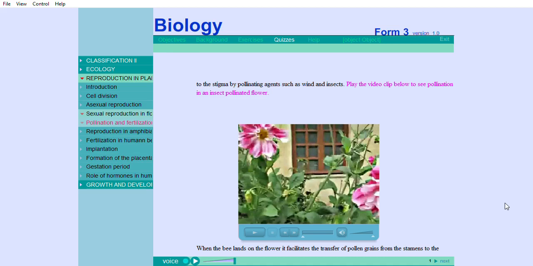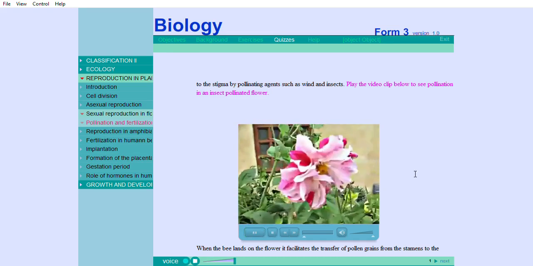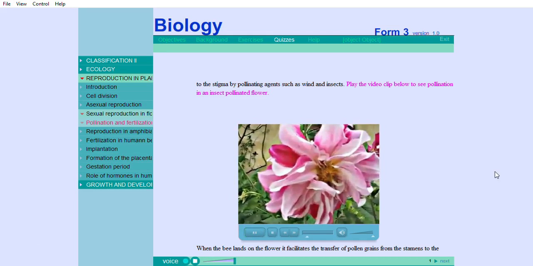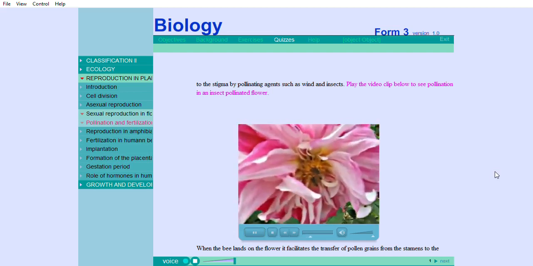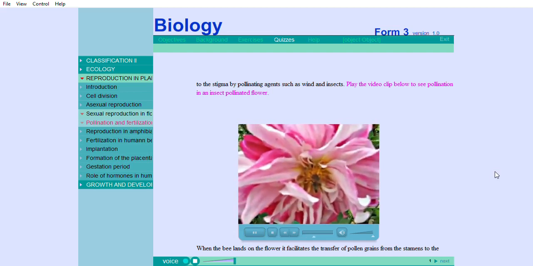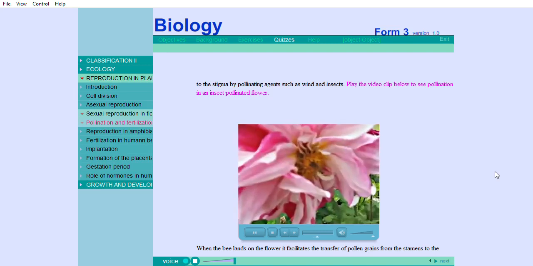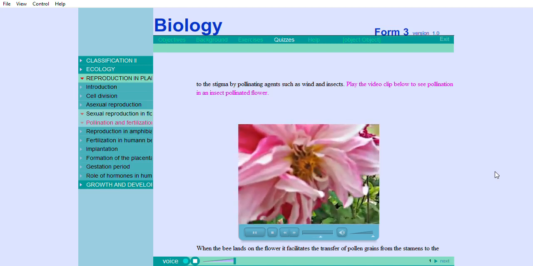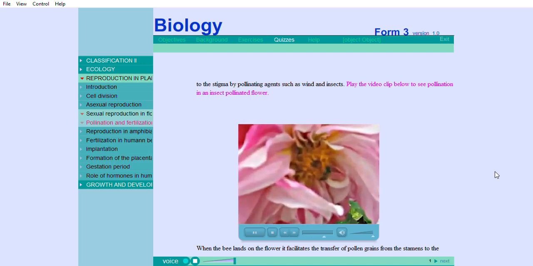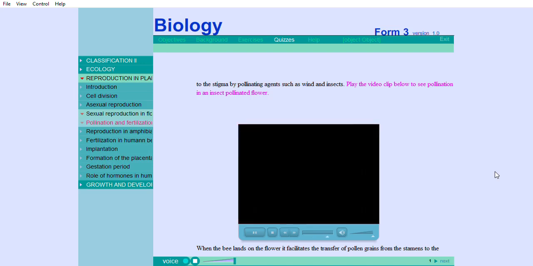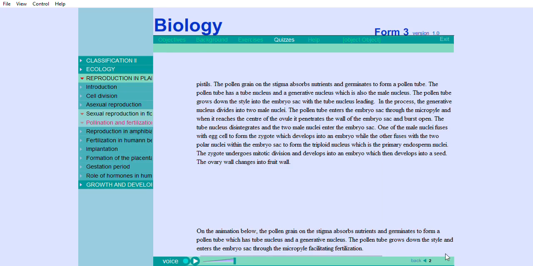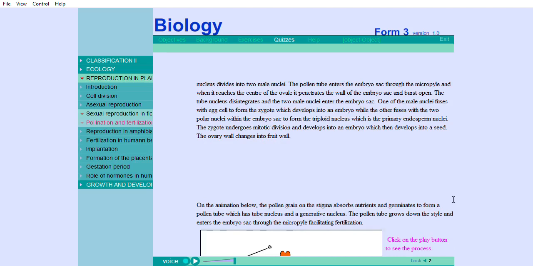Play the video clip below to see pollination in an insect-pollinated flower. When the bee lands on the flower, it facilitates the transfer of pollen grains from the stamens to the pistils.